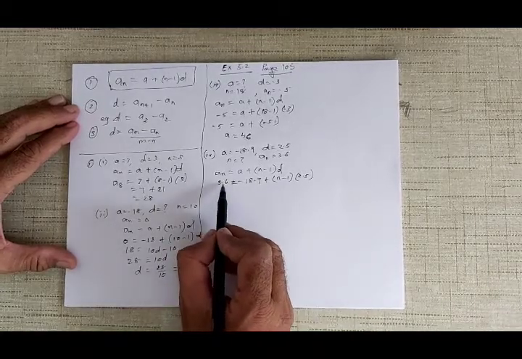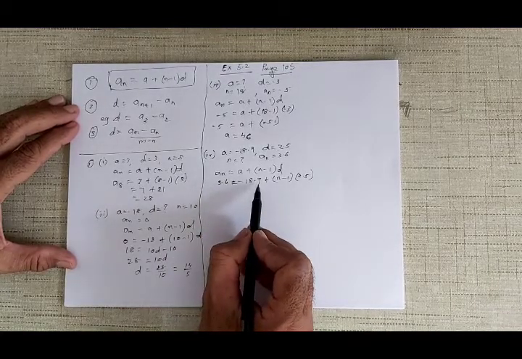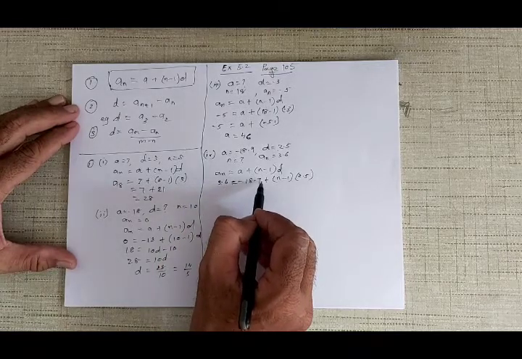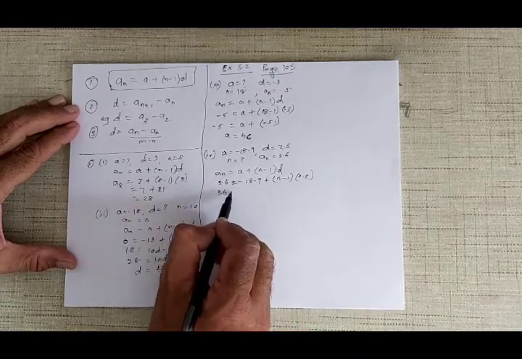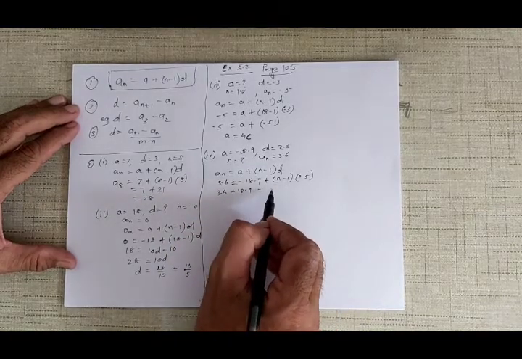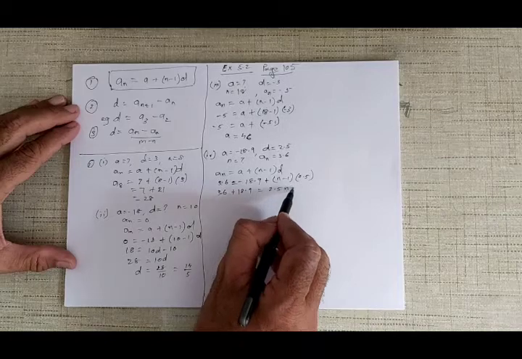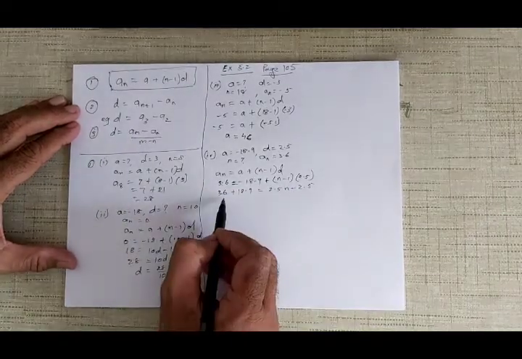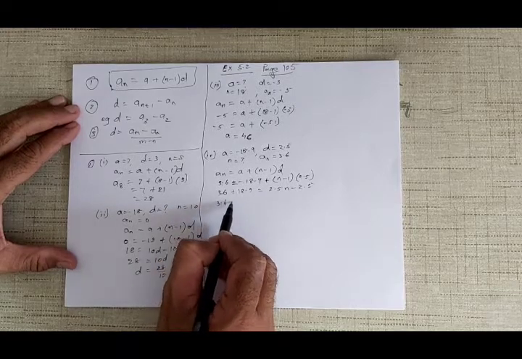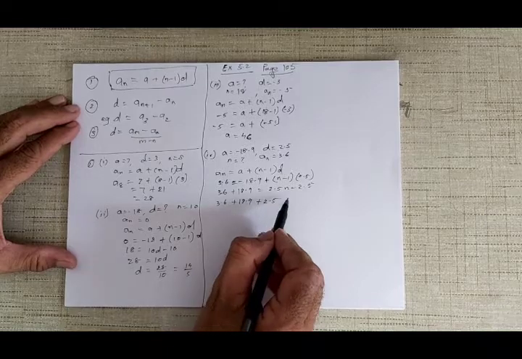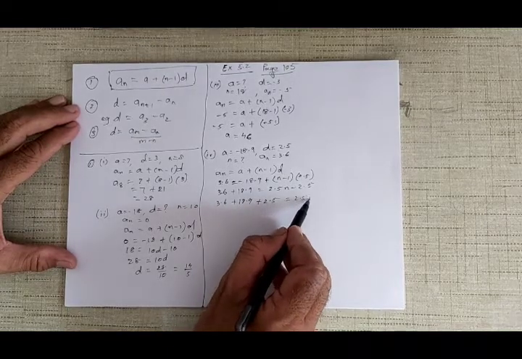18 and 3, 21. 21.9 and 30.5. So this becomes 18 and 3, 21. 3.6 plus 18.9 is equal to 2.5 N minus 2.5. Take 2.5 also, it becomes plus. So 3.6 plus 18.9 plus 2.5 is equal to 2.5 N.